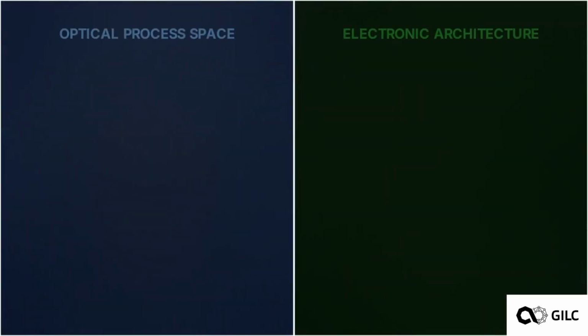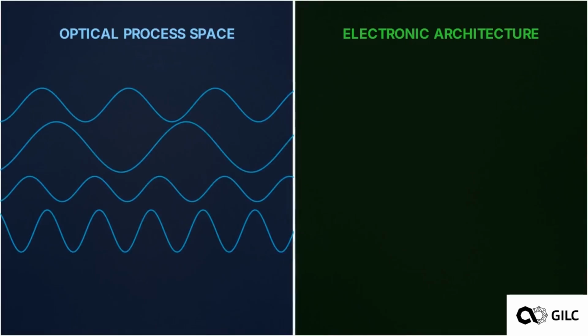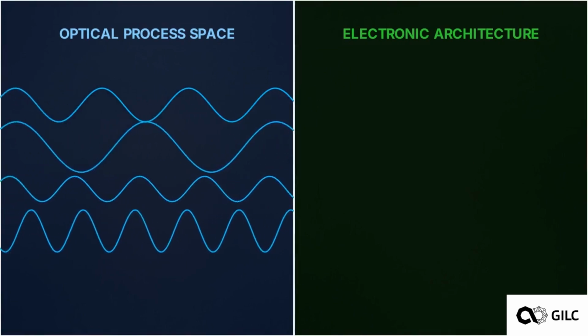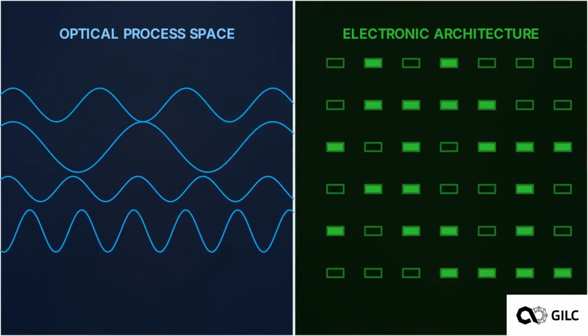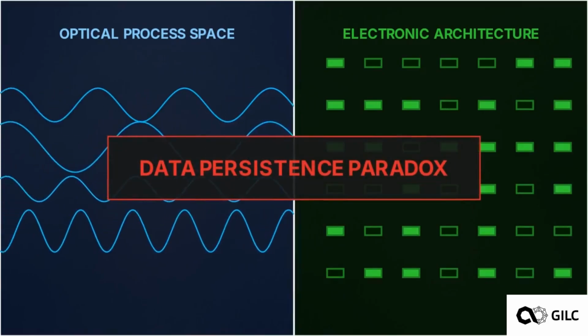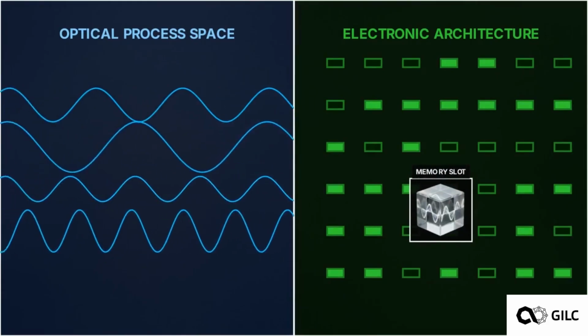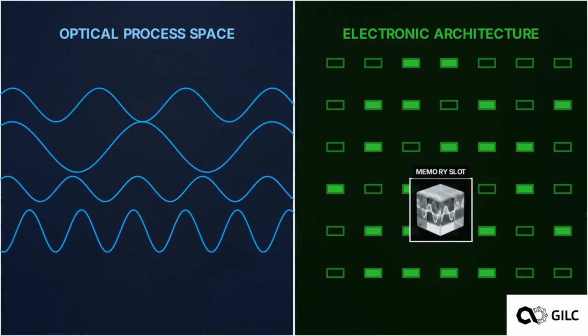HOPF enforces a lawful partition. Optics are assigned to high-bandwidth transport and dense interference transforms. Electronics handle decision logic, protocol orchestration, and state retention. This creates a paradox of data persistence. Optical transport is transient and requires constant motion, while memory must be static to hold a state.